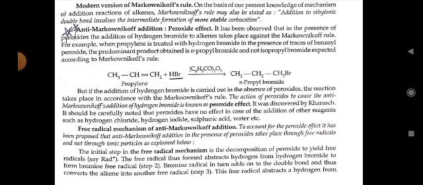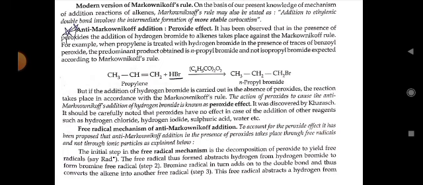The action of peroxide to cause the anti-Markovnikov addition of hydrogen bromide is known as the peroxide effect. It was discovered by Kharasch. It should be carefully noted that peroxides have no effect in the case of the addition of other reagents such as hydrogen chloride, hydrogen iodide, sulfuric acid, water, etc. Free radical mechanism of anti-Markovnikov additions.